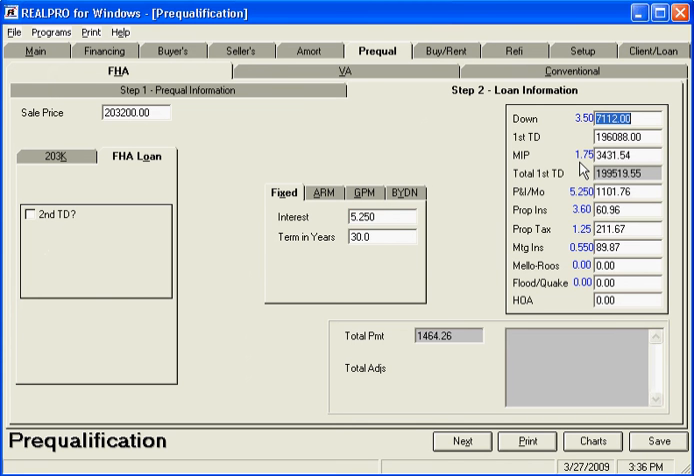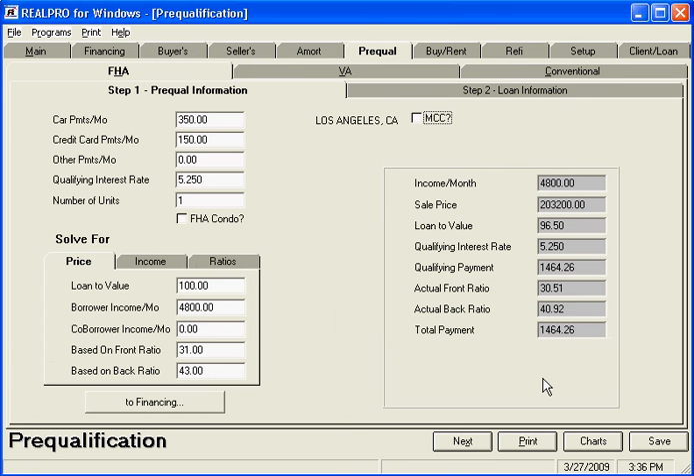We can continue here and see what the answers are. 5.25 is the interest rate. Here's your 3.5% down. Property insurance, property taxes, mortgage insurance. So now we know what these people qualify for. Looking at this, the front ratio was a limiting factor of 30.51 and the back ratio was 40.92. So it maxed out on the front. Their qualifying payment is $1,464. So now we know what they qualify for.